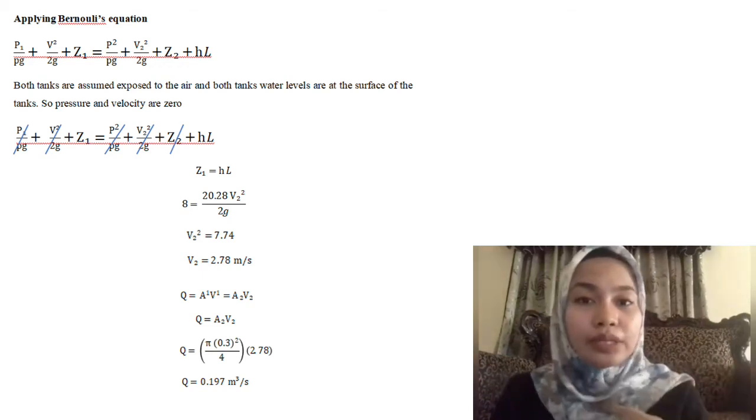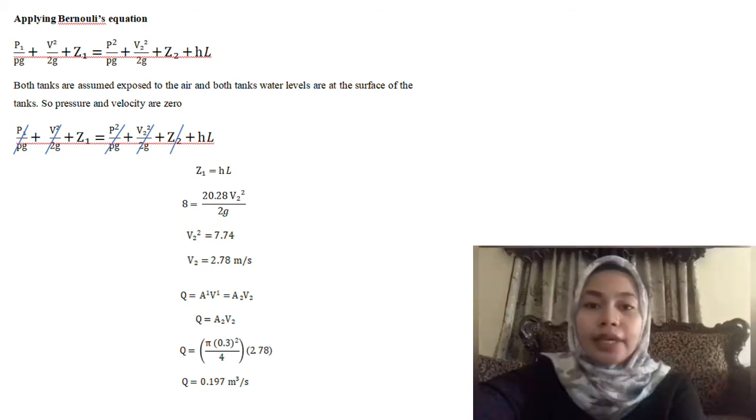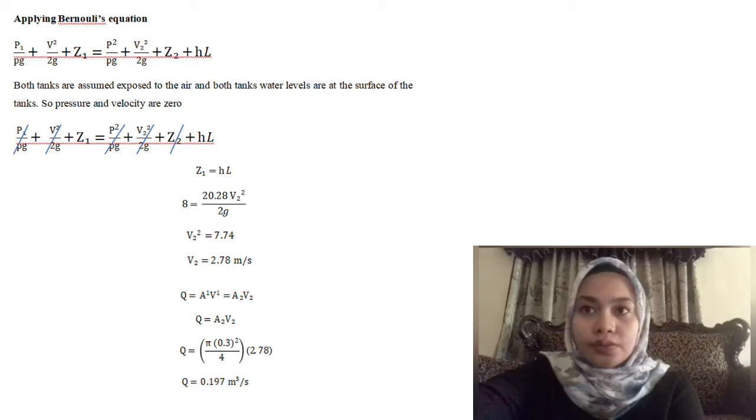By the way, I will continue to explain part 3. In part 3, we apply Bernoulli's equation. So the equation is P1 over density times gravity plus V1 squared over 2G plus Z1 equals P2 over density times gravity plus V2 squared over 2G plus Z2 plus HL. Both tanks are assumed exposed to the air, and both tanks' water levels are at the surface of the tanks. So, pressure and velocity will be 0.